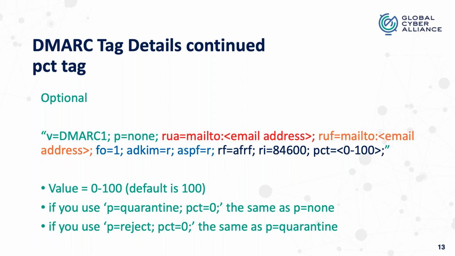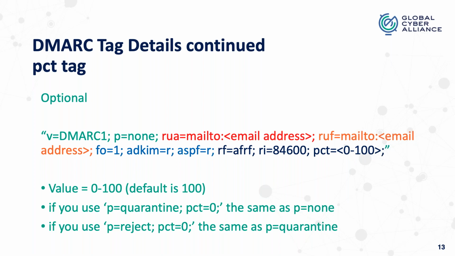I mean, if you're putting in p equals none, that is monitor-only mode anyway, so leave it at 100. If you're going to quarantine or reject, you're basically ready to go. You're not going to move to those unless you're actually ready. So leave the percentage equal to 100.